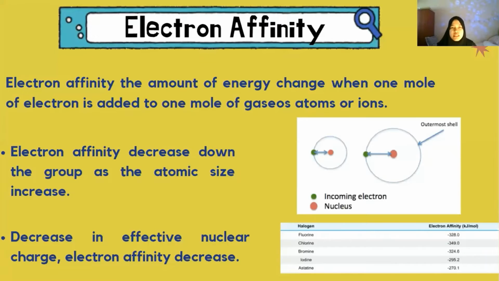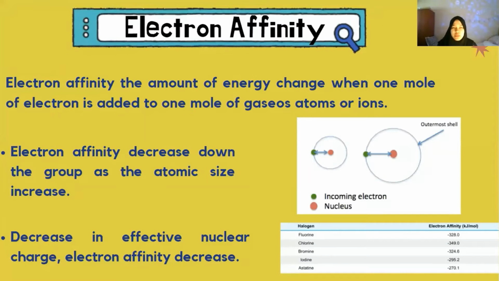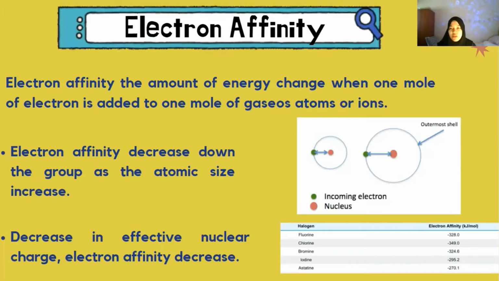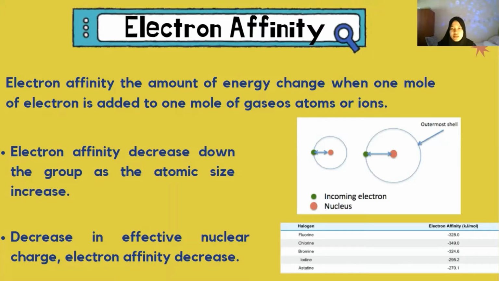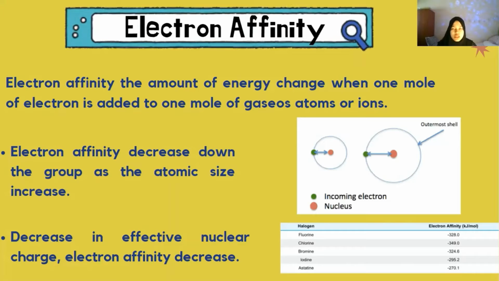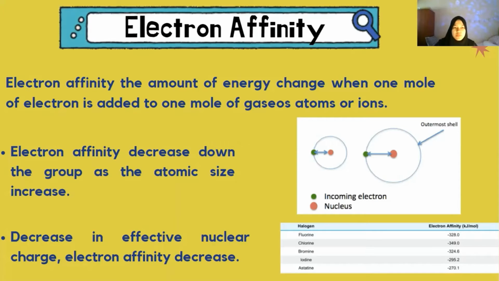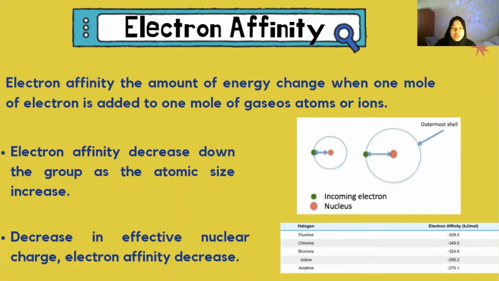Alright, next is the electron affinity. So what is meant by the electron affinity? Electron affinity is the amount of energy change when 1 mole of electron is added to 1 mole of gaseous atoms or ions. As you go down the group, the size of the atoms increases. So the attraction between valence electron and nucleus will be decreased because the valence electron is further away from the nucleus.